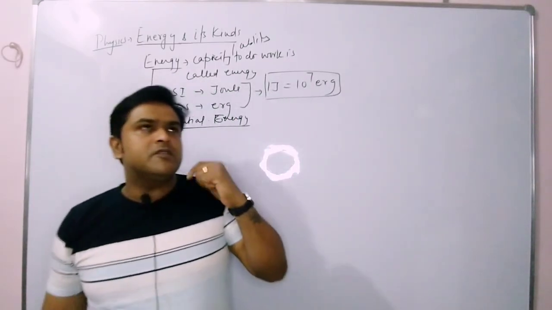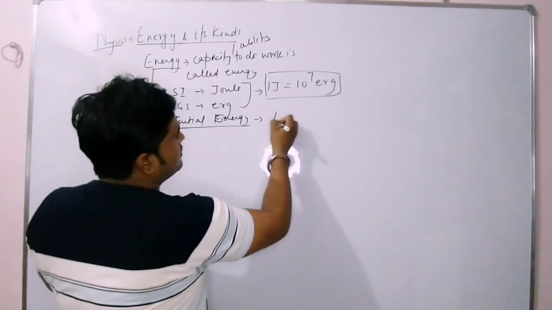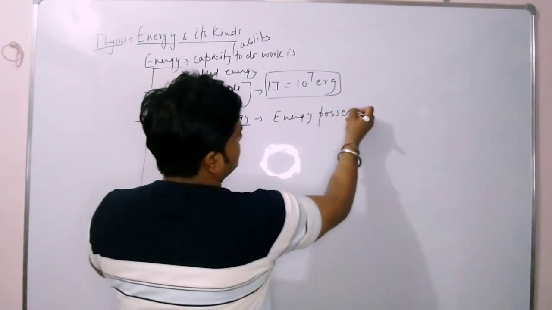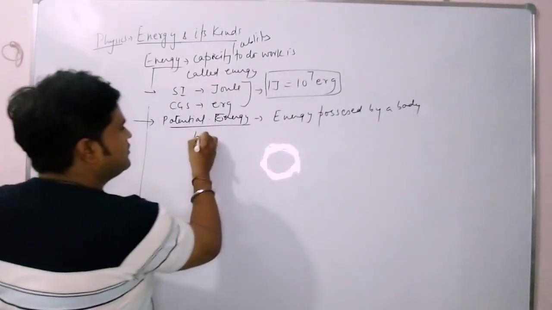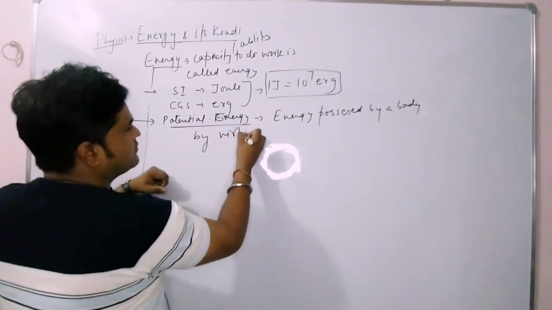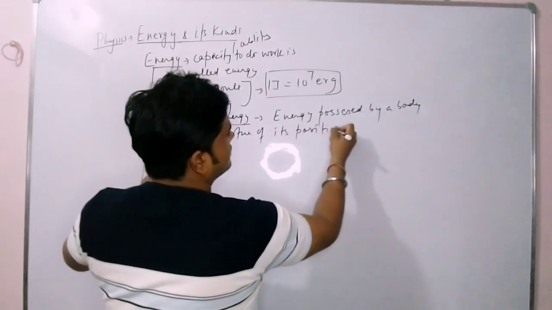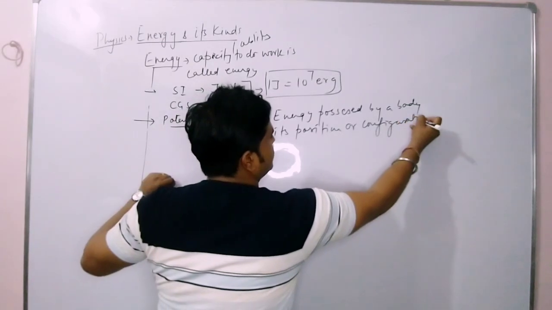The energy possessed by an object by virtue of its position or configuration. ठीक है? Energy possessed by a body by virtue of its position or configuration. Okay? So this is potential energy.